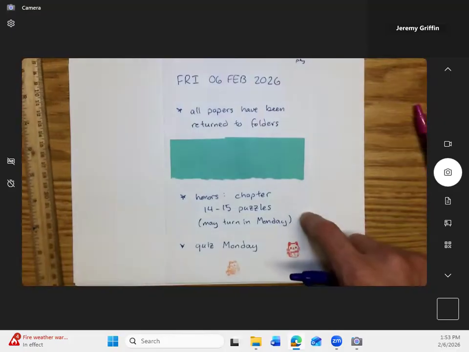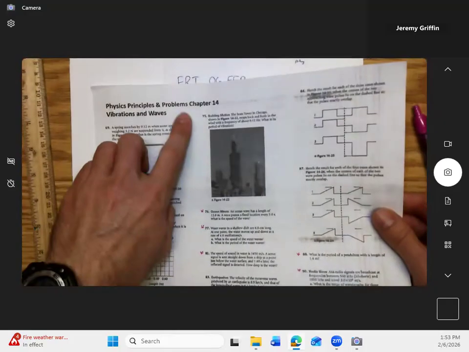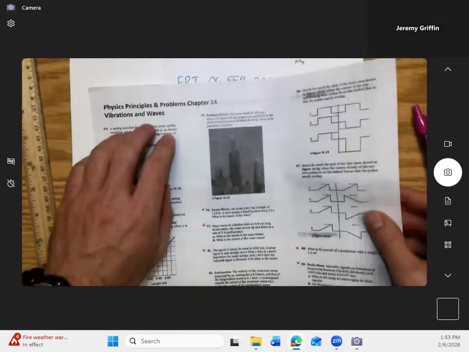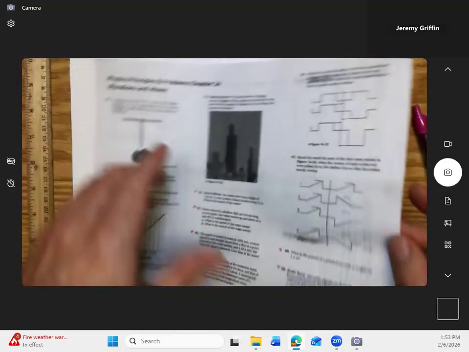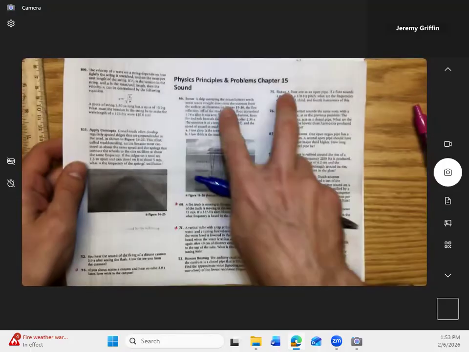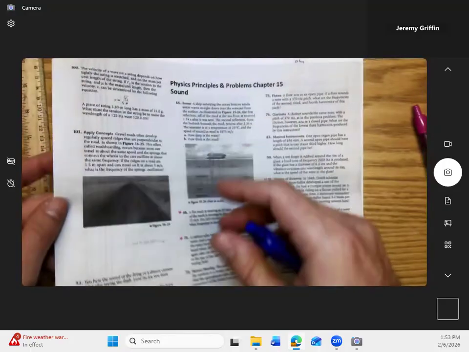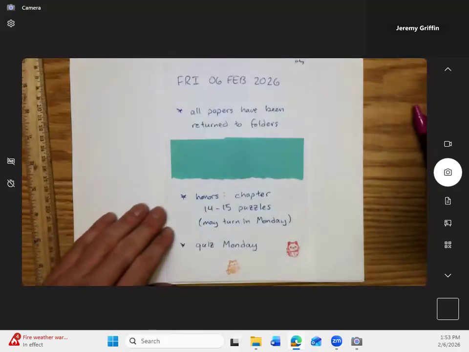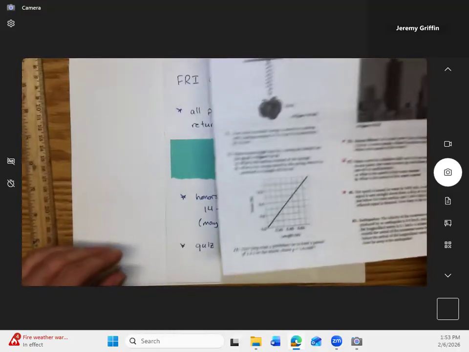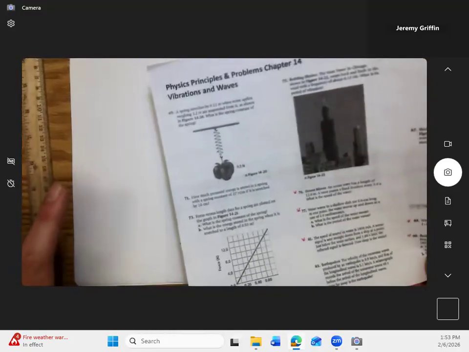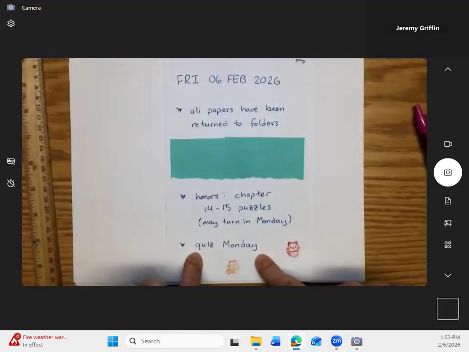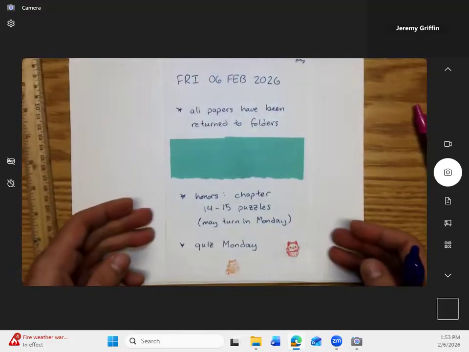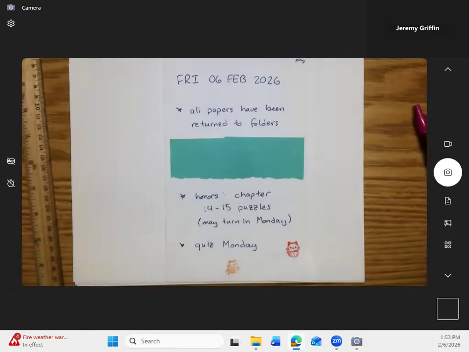So today we're just going to solve a bunch of these chapter 14 and 15 puzzles. Chapter 14 in your book is about vibrations and waves. Chapter 15 is specifically about sound, so kind of a subset of waves. If you want to, you can hold on to your work today because you might want to study it over the weekend. The quiz is going to be on Monday. Any questions about what we're doing?